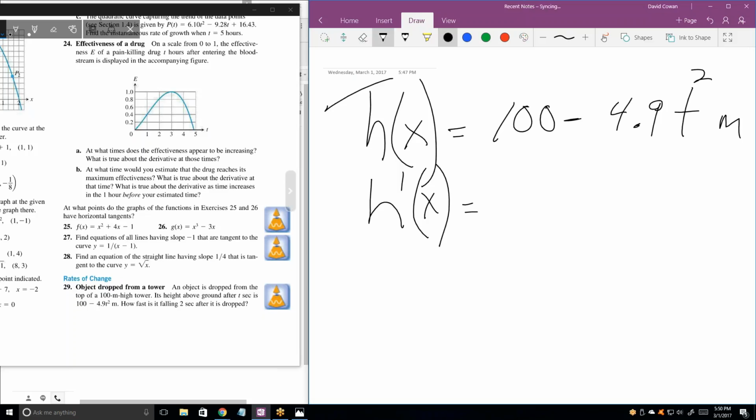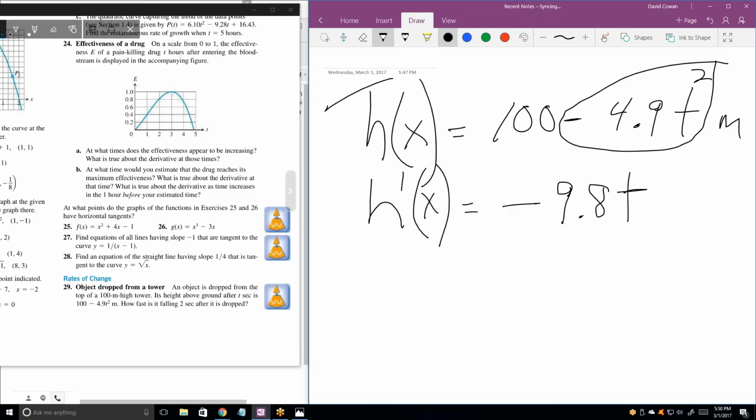So that leaves a negative 4.9t squared. Now you've got to apply the power rule on that. Take the first derivative of that. What do you get? That would be 2 times 4.9t. There's still a negative sign in front. So that becomes that. There's the velocity function.